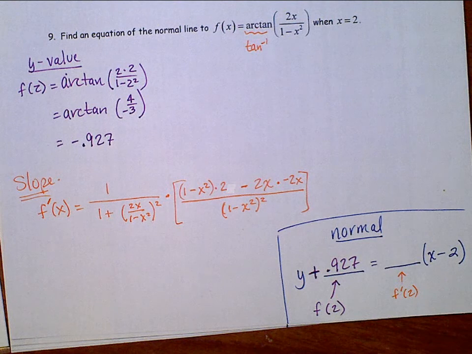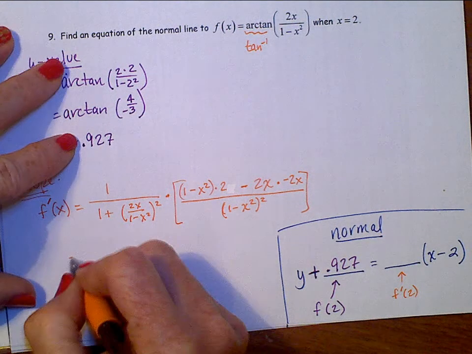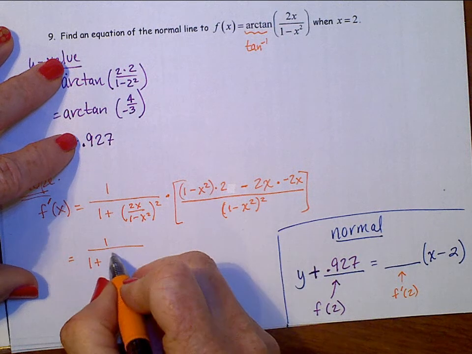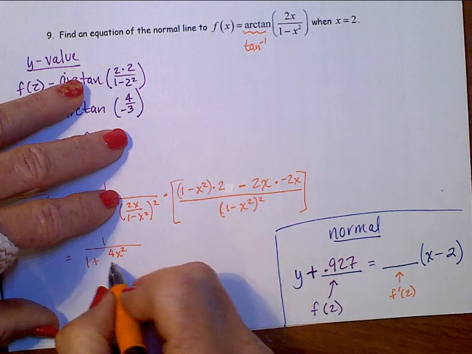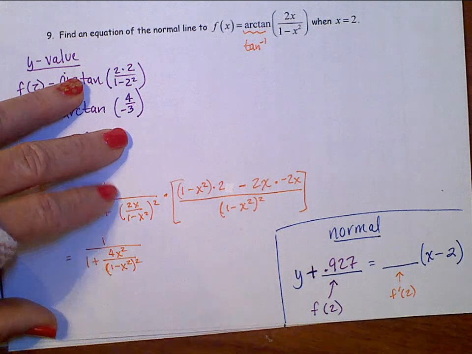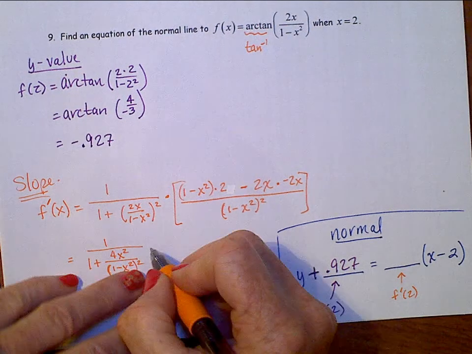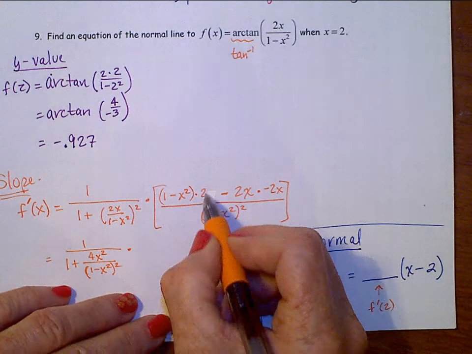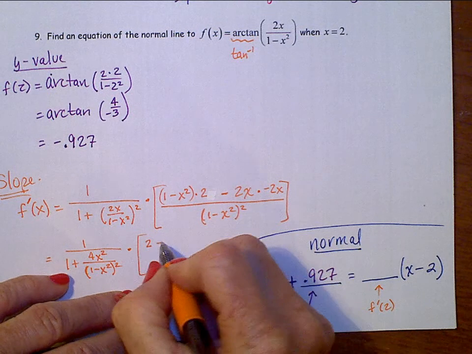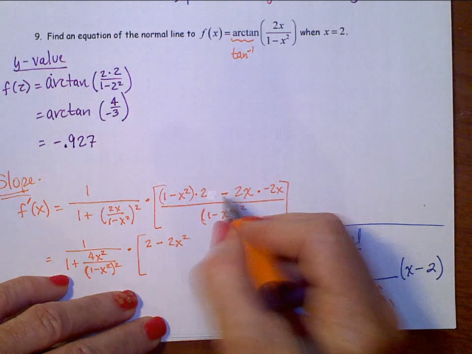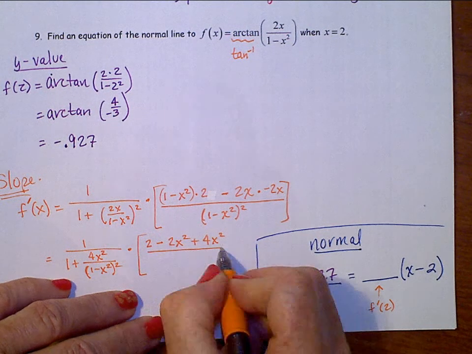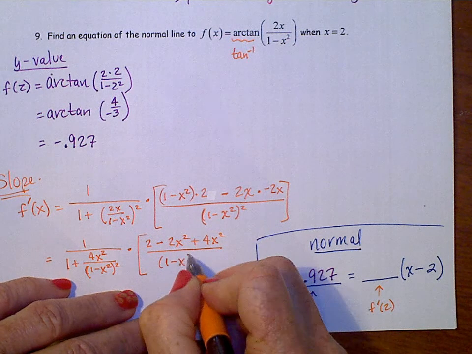Oh boy. All right, let's clean this up a bit. This is 1 over 1 plus, I'm going to square this out, 4x squared over 1 minus x squared squared. Okay? Times, inside the square brackets, if I distribute this 2 through, it's going to be 2 minus 2x squared plus 4x squared over 1 minus x squared squared.